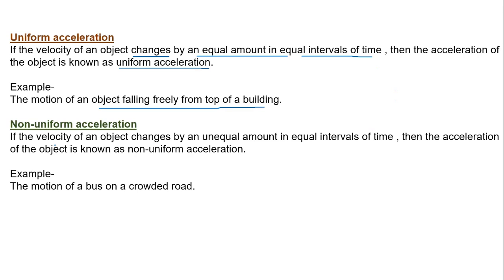Non-uniform acceleration. If the velocity of an object changes by unequal amount in equal interval of time, then acceleration is non-uniform acceleration. For example, motion of a bus in a crowded road. In this case, the change in velocity will be unequal because the velocity sometimes will increase and sometimes decrease. So the change in velocity will be unequal in equal interval of time. So this is an example of non-uniform acceleration.